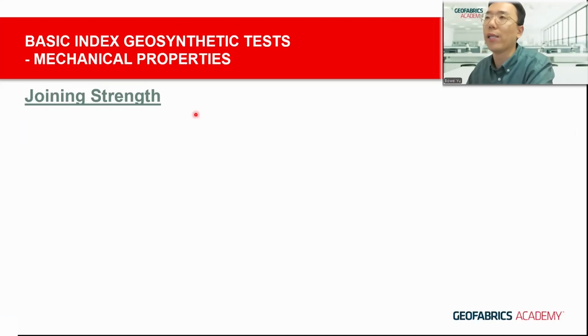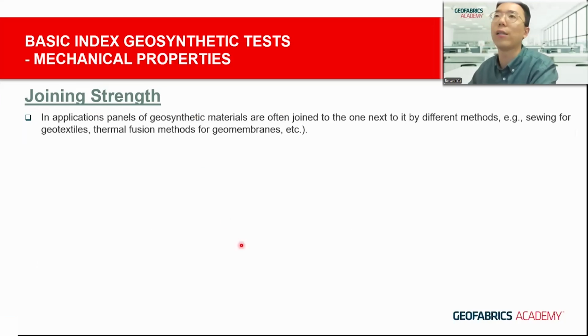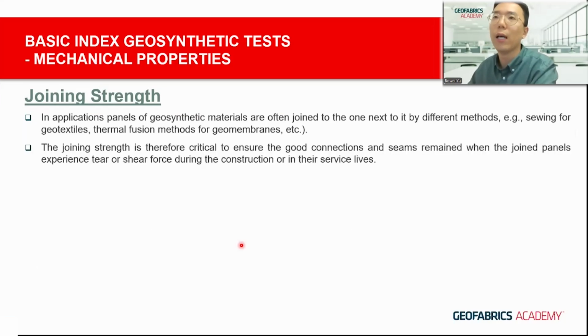The next strength that's often requested is the joining strength. Because remember, on the site, our panels of geosynthetics are often joined to the one next to it by different methodologies, such as sewing or thermal fusion methods. And those joining strengths are crucial to ensure the connections and the seams remain good when the joined panels experience tear or shear force during construction and in the service life.